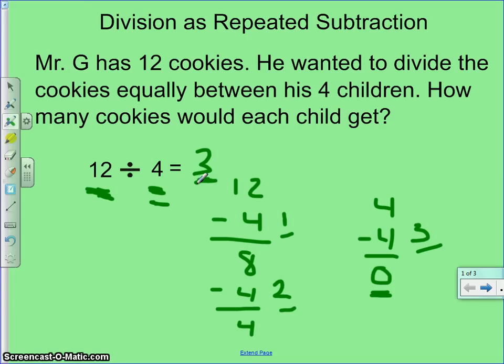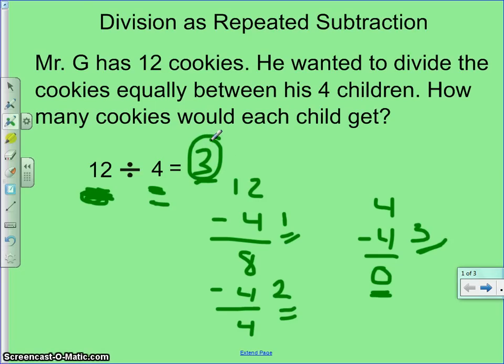Alright? So I can repeatedly subtract my divisor from the number I'm dividing, and once I reach 0, I can go back and count how many times I subtracted. 1, 2, 3, and that's going to be my answer. So if Mr. G has 12 cookies and I want to divide them equally between my 4 kids, then each of them is going to get 3 cookies.